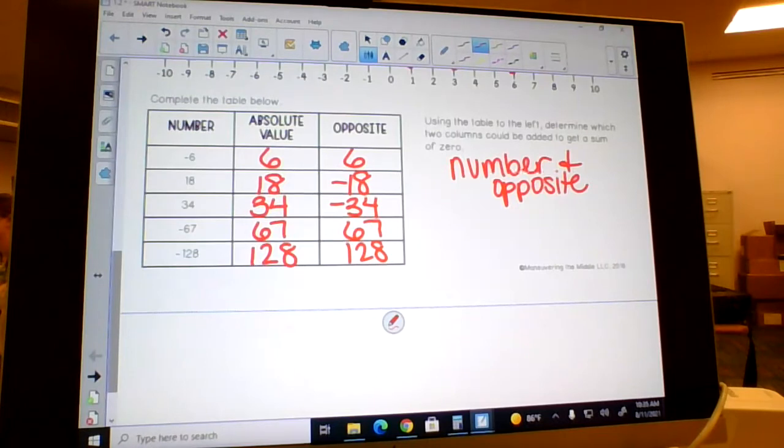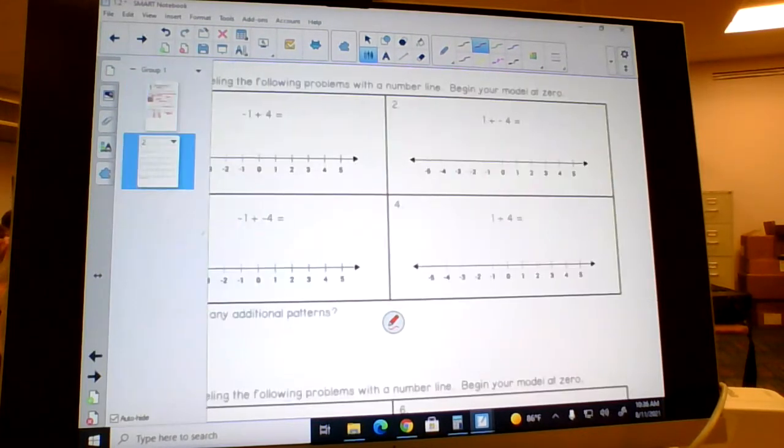Alright, so moving on to the back. It says, now try modeling the following problems with a number line. So here's my question. On a number line, if I subtract something or go negatives with something, which way do I go on a number line? To the left. When you subtract things on a number line, you move to the left. What about if you add things? To the right. Alright, so we're going to start here at the top with number 1.